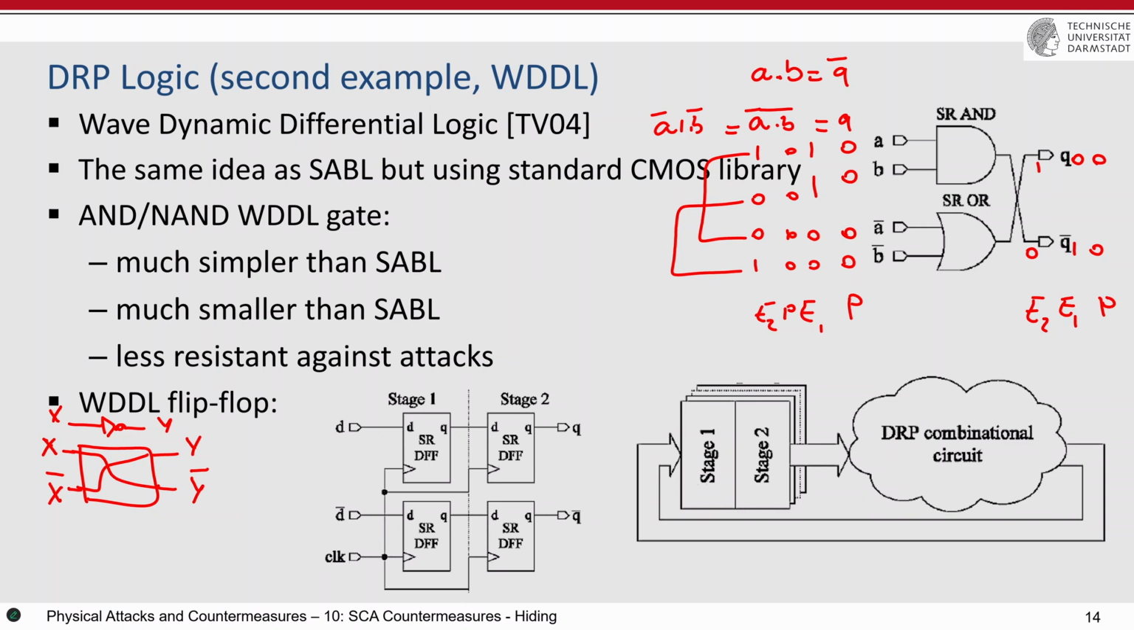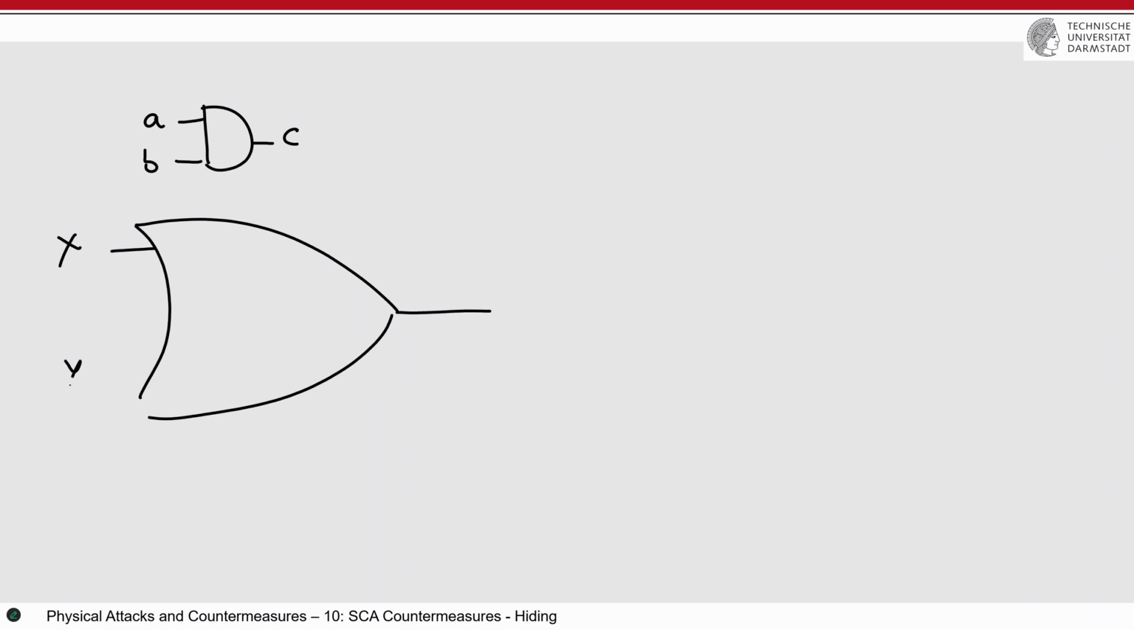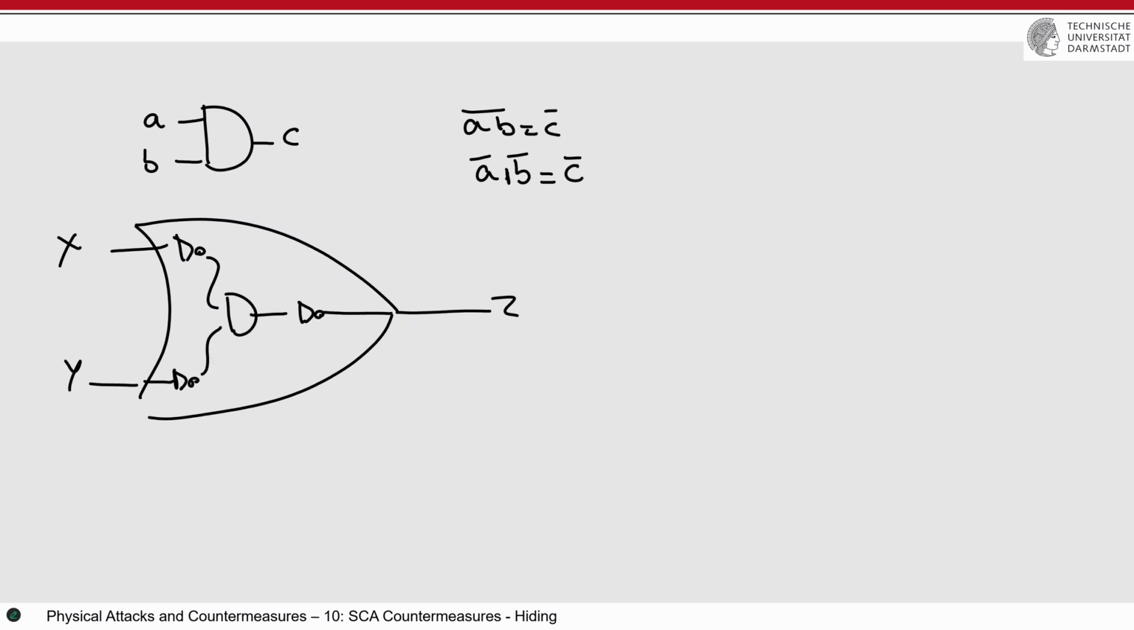How about OR and NOR? You have AND, with A, B, C. You want to build OR, let's call it X, Y, and Z. How do you build the OR by the AND? A, B equals C, right? Then if I invert C, it will be something like this. Oh, this is OR. Is it true? Then, that's all.